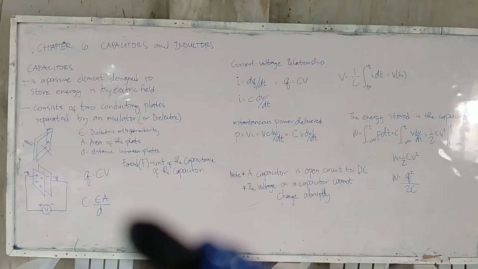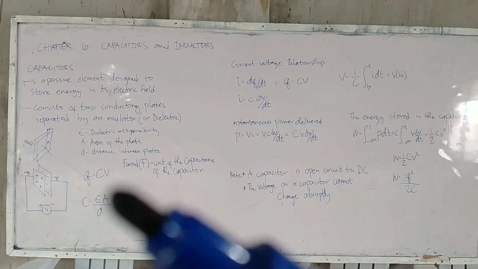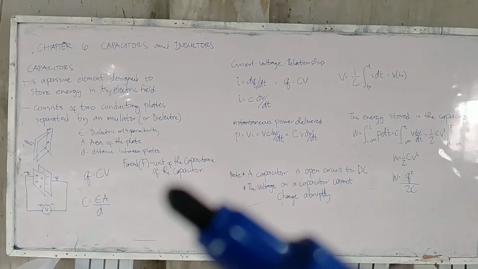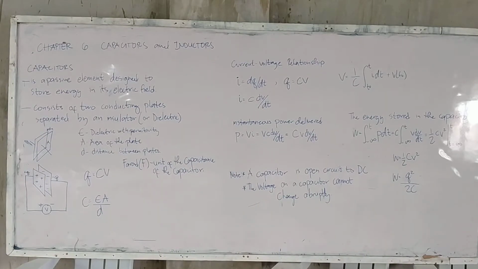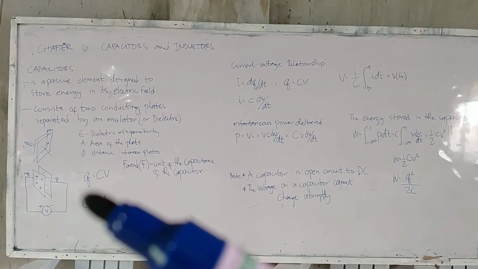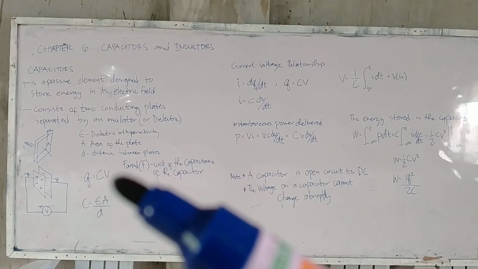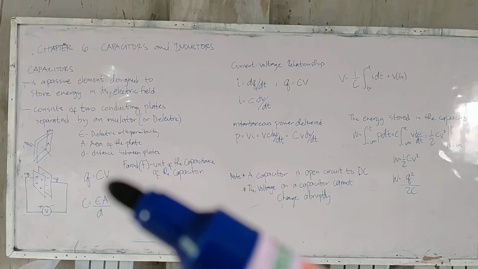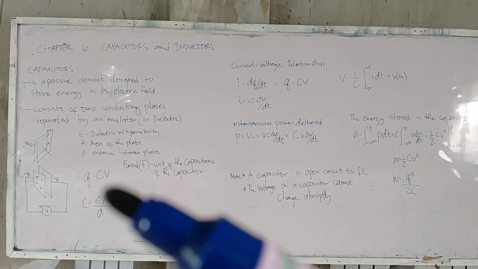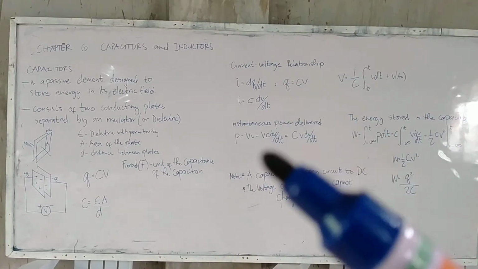So we get the capacitance of a certain capacitor, and the unit for capacitance is the farad. Also, we have a formula which is charge is equal to CV, where charge is in coulombs, C is in farads, and voltage is in volts. So let's discuss the relationship between the current and voltage of a capacitor.